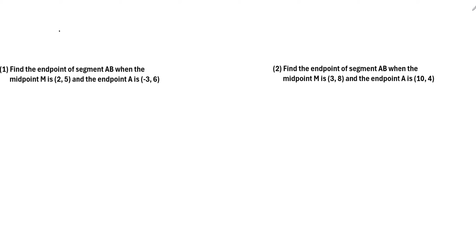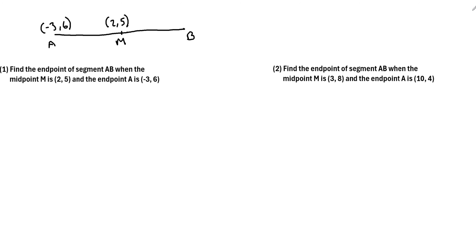So if we imagine that we have some segment AB, we're told here that A has the coordinates negative 3, 6. We're also told that the midpoint, the point directly in the middle of the segment, we'll call it M, has the coordinates 2, 5. And we are asked to find what are the coordinates of B based on knowing these two coordinates.